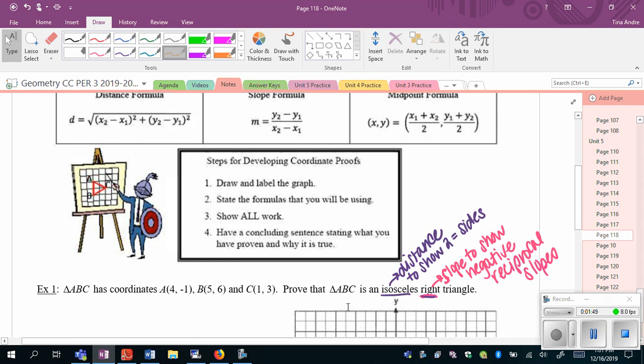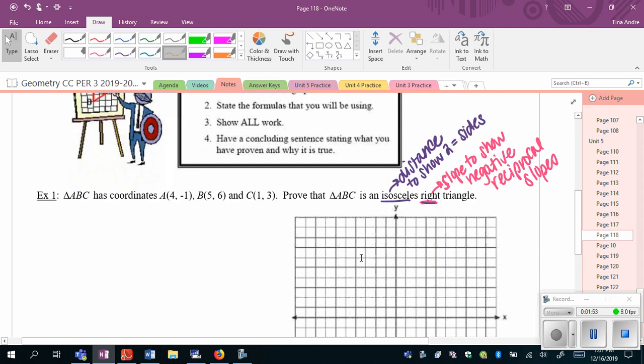It doesn't matter which one you show first. If you're trying to show that it's an isosceles right triangle, it doesn't matter if you show that it's isosceles first, or if you show that it's a right triangle first. It doesn't matter the order. You do have to show both. But the first step, regardless, is going to be to plot our triangle and look at it, to make sure it looks like an isosceles right triangle.